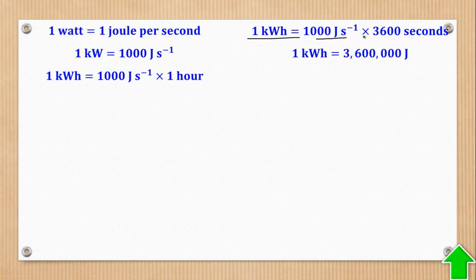Then when you use the calculator to multiply, you shall come up with this. Now the per second and this second cancel, remaining with only joules. When you convert joules to mega, it means that we divide by 1 million. That's why we now get 3.6 megajoules.